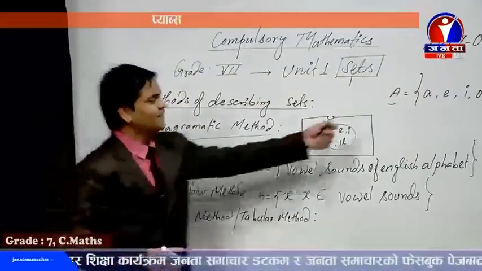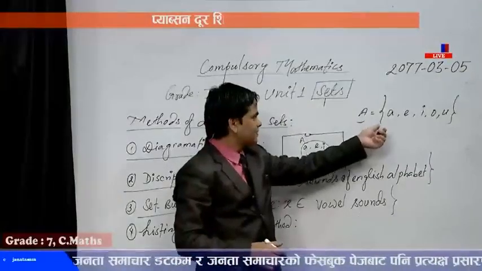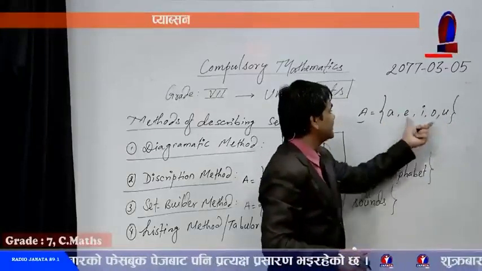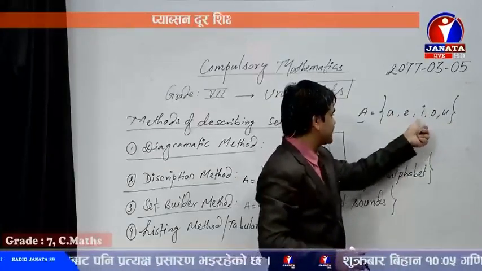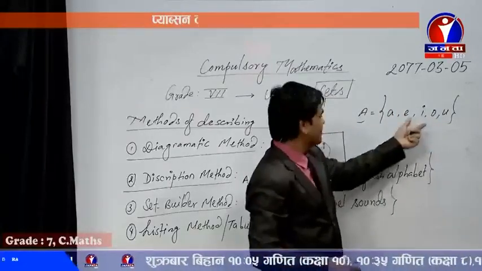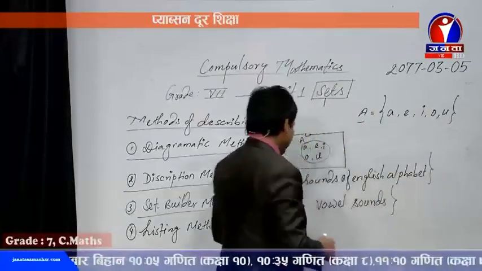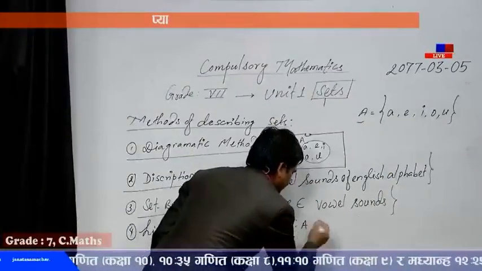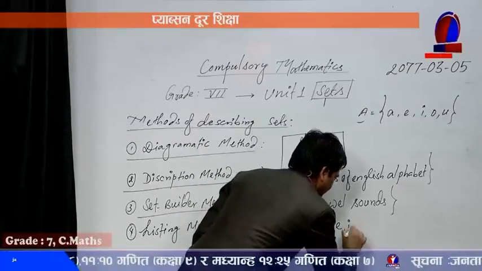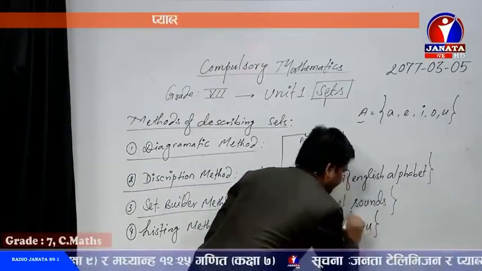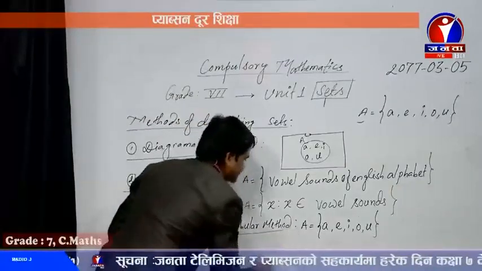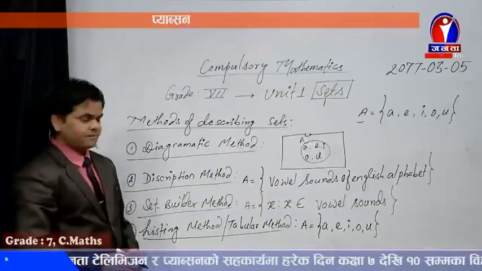And the answer is here, dear student, because if we write the elements of the set enclosed by curly brackets, with a comma after each element, that is the listing method or tabular method of representing a set. Then we just copy the same from there. A equals curly bracket A, comma, I, comma, O, comma, U, and then we close the curly bracket. So this is the listing method or tabular method of representing the set.